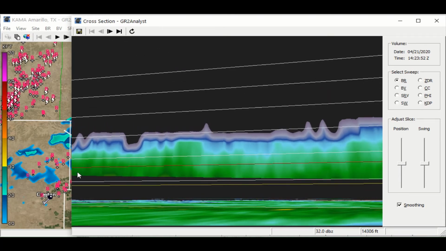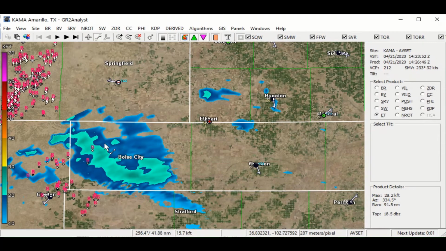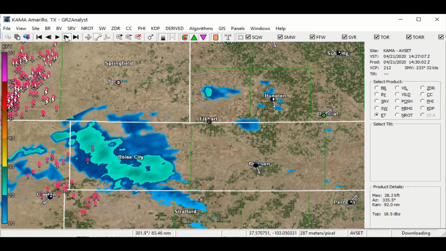Let's see what our altitude is on that. It does look like it's up above the minus 10, but it's only about 36 dBZ. So we do have some 40 in there. It was still pretty potent at that time. So let's go ahead and step it forward a couple of frames.